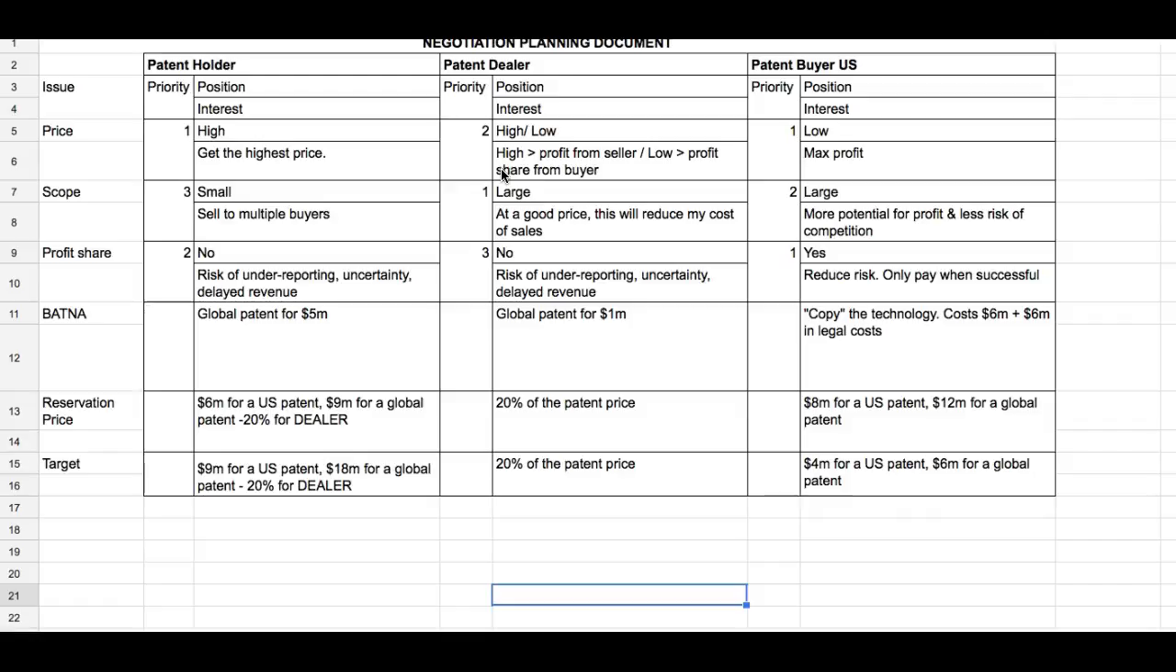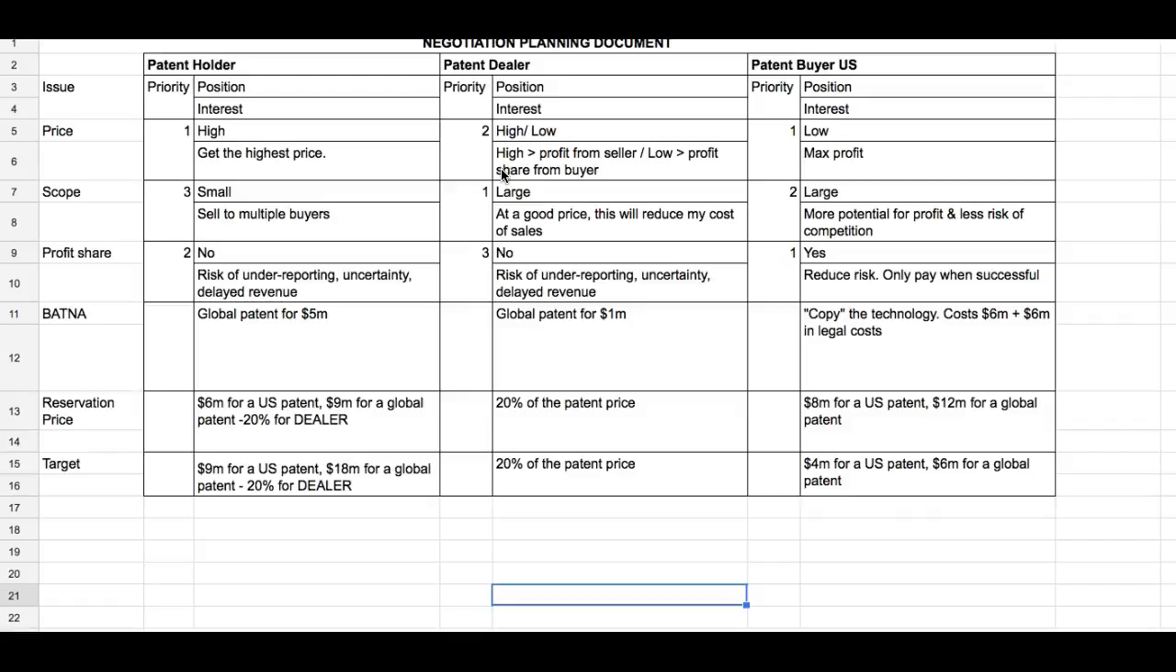Right? Then going to the right side of this table, we have the patent buyer. Regarding the price, he wants to pay as low a price as possible. Why? Because he wants to maximize his profit.